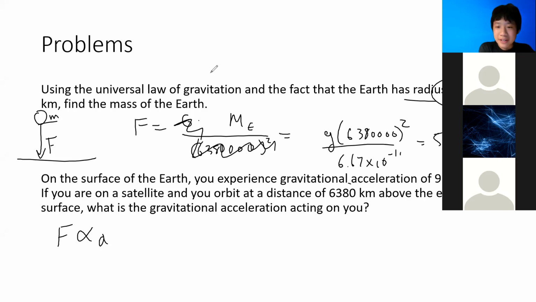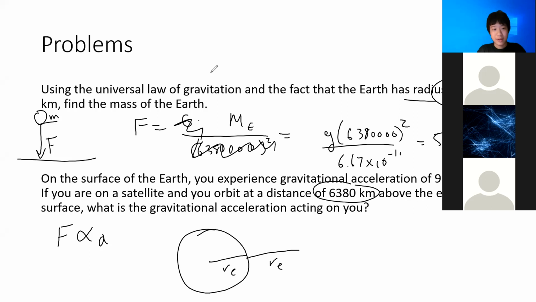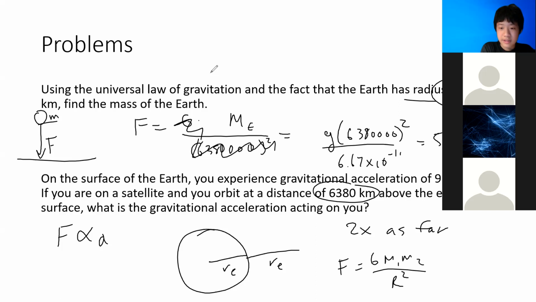If we notice how this satellite is orbiting at the exact radius of the Earth above the surface. So we have the radius of the Earth. The satellite is orbiting exactly that radius above the Earth. It's 2 times as far away as if it was on the surface. So 2 times as far away. So what this means is the r squared in the universal law of gravitation, this r is 2 times as big now, right?